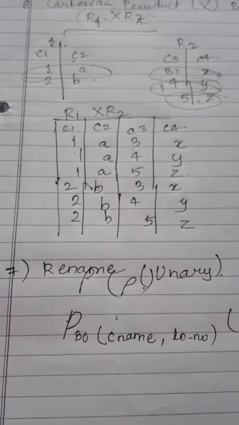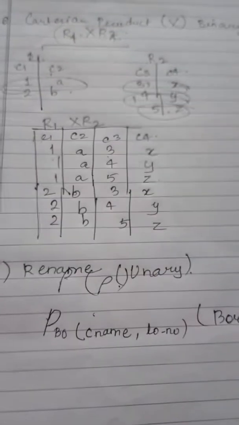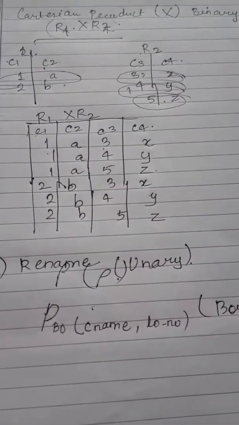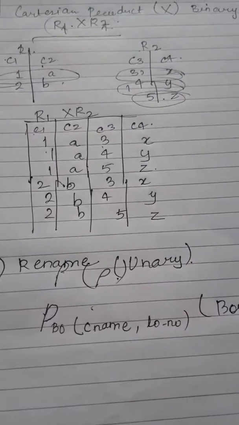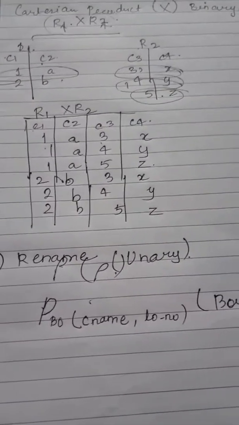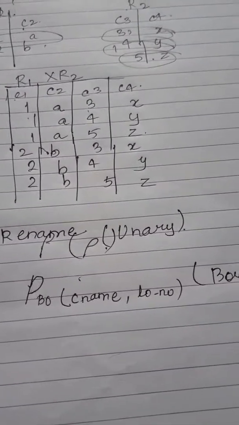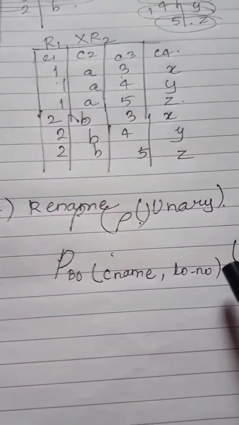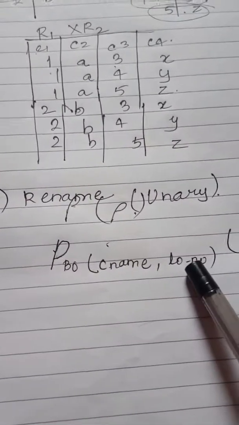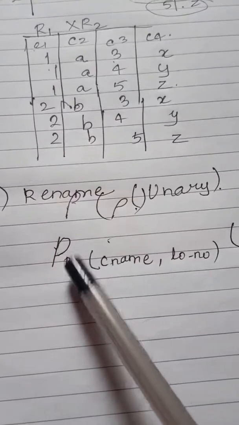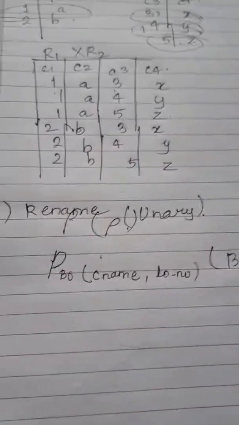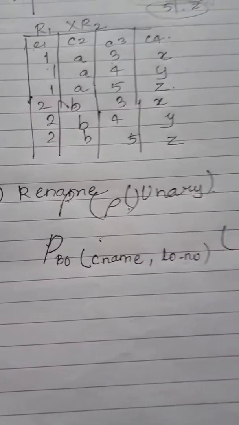It's like I am retrieving some data and a new table is created, right? In Cartesian product also we are performing R1 cross R2 and a new table is created. So suppose I don't want the previous names, I want some other names. So I am renaming them. These are the renamed names of the columns and the new table name, that is BO. So this is nothing but a rename operation.